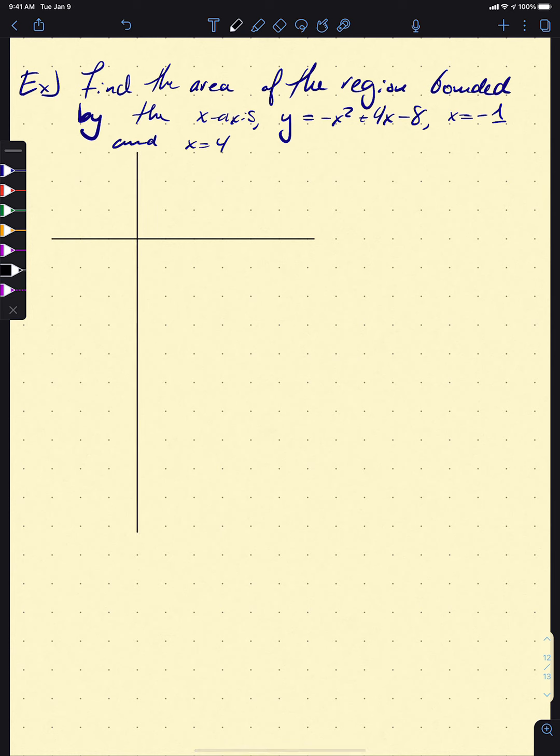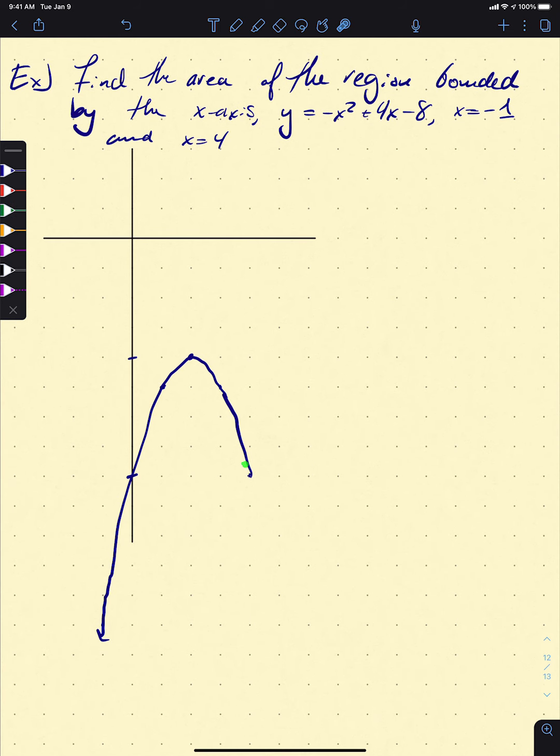So we'll need this. It's going to have a y-intercept at 1, 2, 3, 4 here. It's going to have a vertex here. And this parabola is going to look like this. 8, 9, 10, 11. It should be there. This parabola is going to look something like this. And we're looking for the area bounded by this parabola on the bottom, the x-axis.